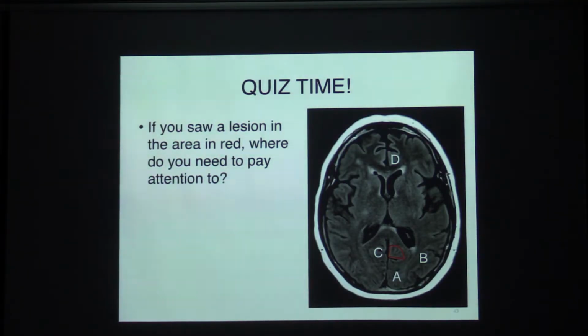So just kind of wrapping up here, we will do a quiz. If you saw a lesion in the area in red, which is right next to C, where do you need to pay attention to? A, which is the occipital lobe, B, which is lateral occipital lobe, C, which is the contralateral side, or D, which is much anterior. So who says A? Nobody. Who says B? Nobody. Who says C? Nobody. Who says D? Oh my God, you guys are so good. Did you know this already?